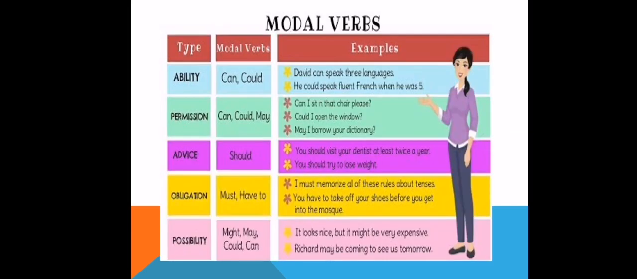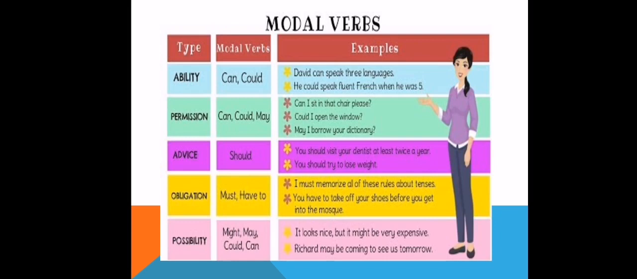Now we're going to move on to handout number 4, where we can see which modal verbs express ability, permission, advice, obligation, and possibility. Let's first have a look at ability. We use the modal verbs can or could to express ability. Like, David can speak 3 languages. He could speak French when he was 5. So this tells us that he had the ability to speak French and other languages. Okay? Now let's move on to permission.